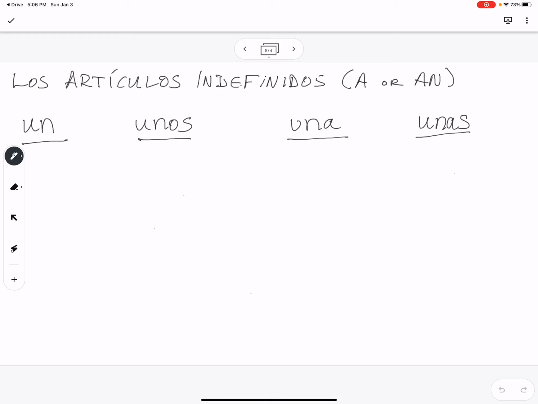Again, an indefinite article is like a or an when we're dealing with the singular. So un works just like el. It's singular and it's masculine. Unos works just like los. It is plural and masculine. So if you were to have an example like un profesor, that means a teacher, a professor.